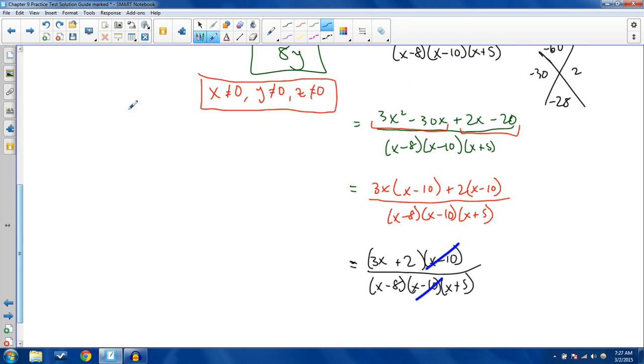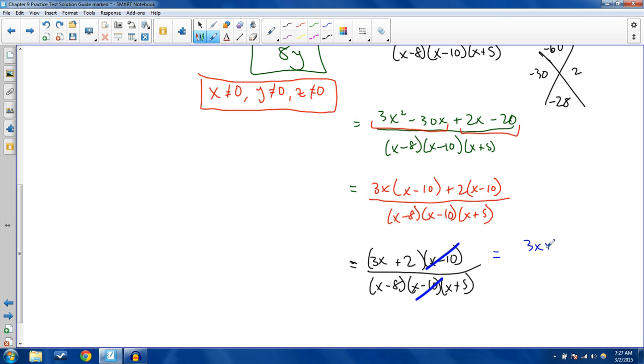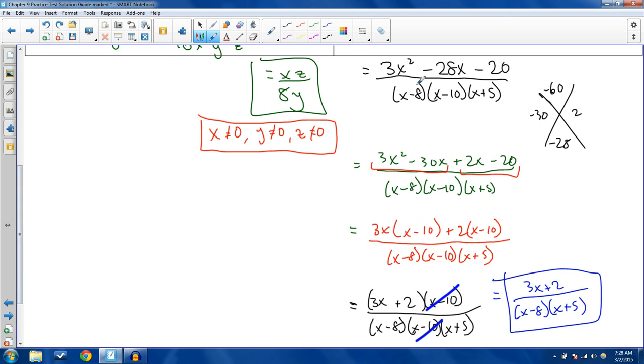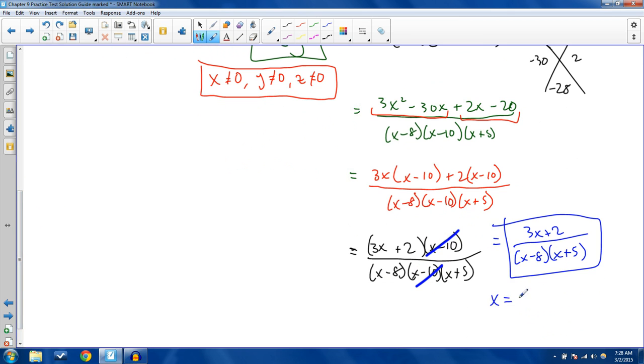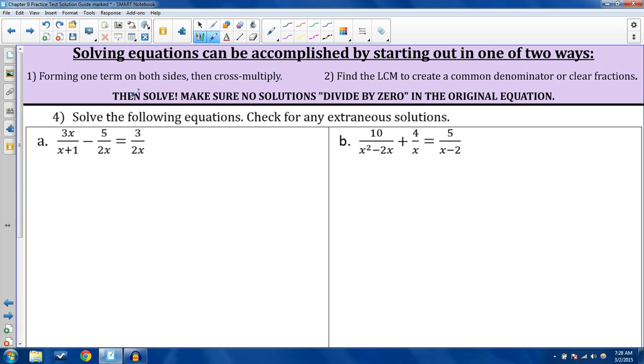So you get to do that, and your final answer then, after all that work, is 3x plus 2 all over x minus 8 times x plus 5. No need to redistribute back in. You're good to go. Restrictions, however, x can't equal 8, 10, and 5, or negative 5. Remember that 10 as well. Don't forget, even the ones that cancel are still needed. So you can go and read up on those rules in terms of considering what you want to meet when simplifying expressions. Okay, solving equations.